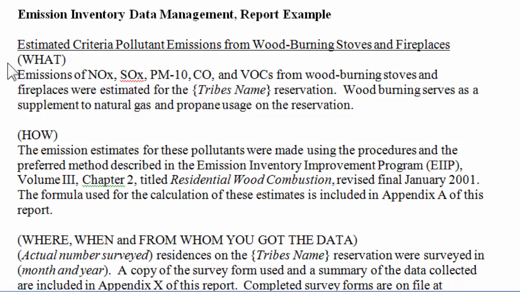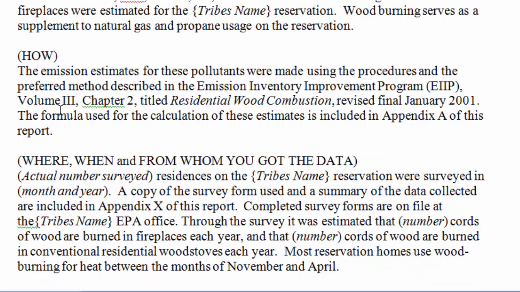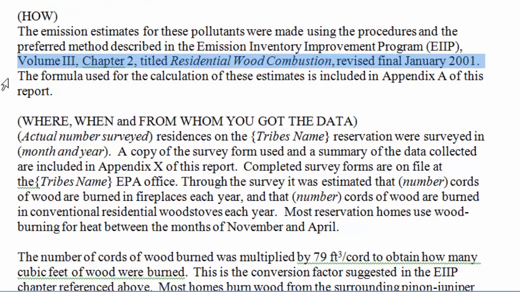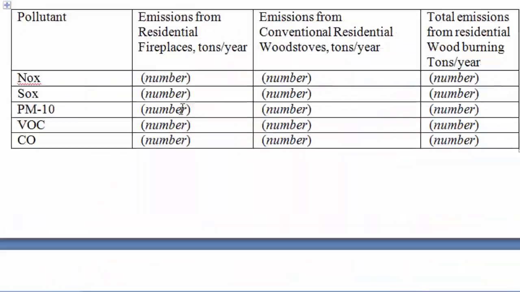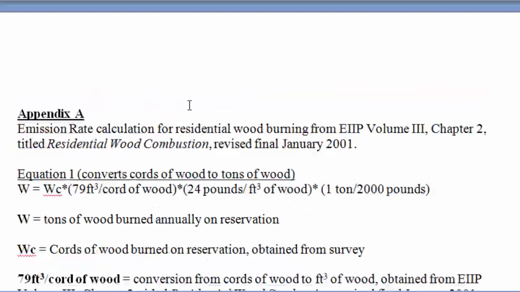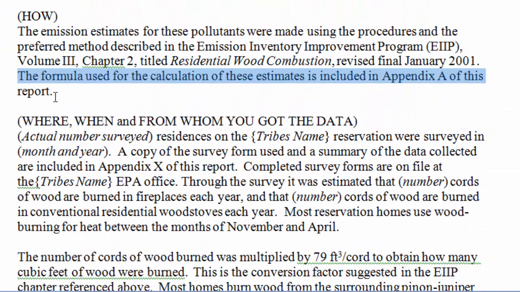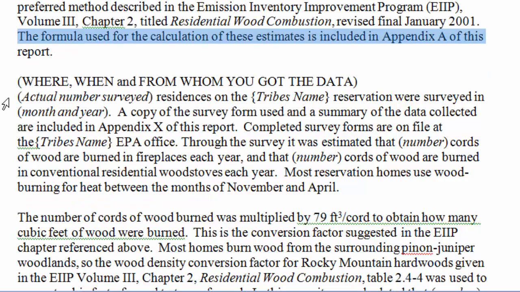Those are the things that you need to document. So for example, the what is emissions of these pollutants from wood-burning stoves and fireplaces were estimated for emission inventory area. And then how, referencing where the emission factors came from, and you can get this information from TEISS. And then it references Appendix A, which is just the second page of this two-pager, where it says the formula used is provided in Appendix A, and then how you got these numbers.